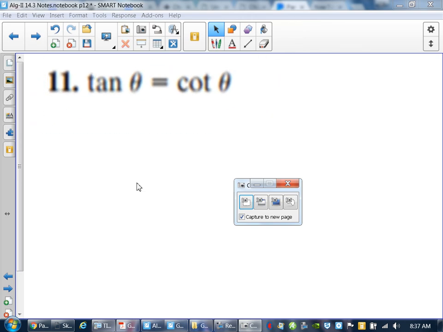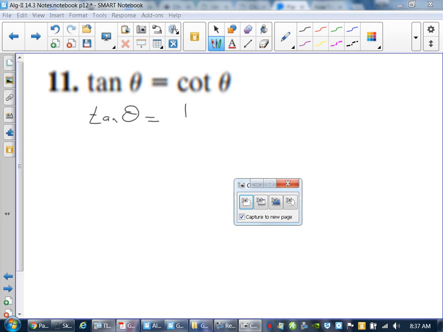Alright. There's a couple of ways that you can do this one. First way to do this one is the algebraic way. Now, cotangent is the inverse of tangent. Does everybody agree? So if I rewrote this, I can say it's tangent theta equals 1 over tangent theta. You okay with that?